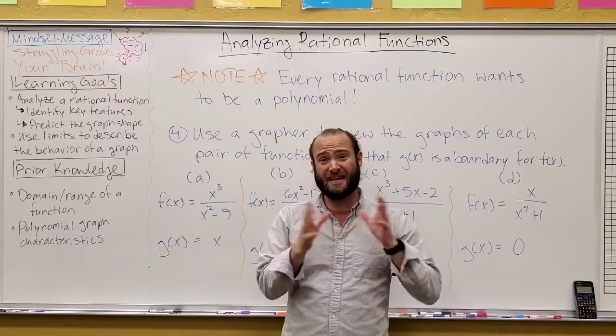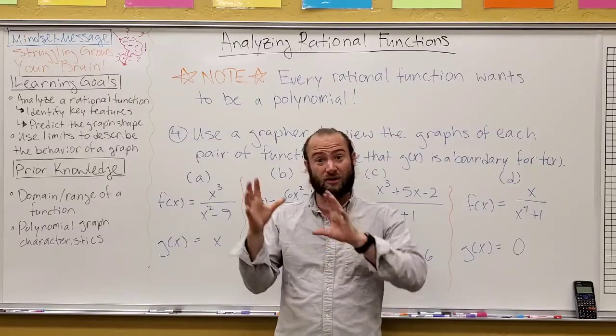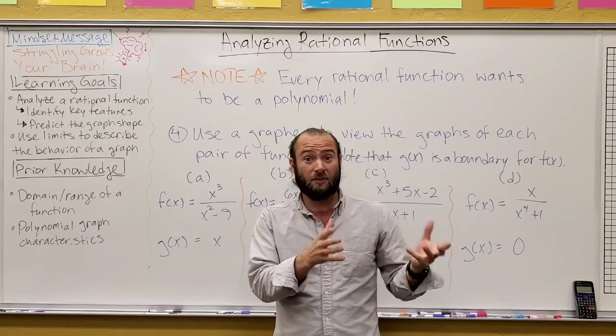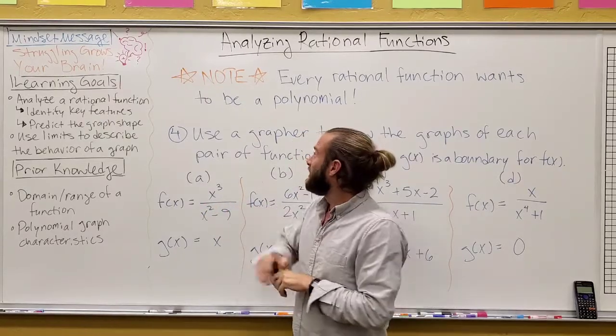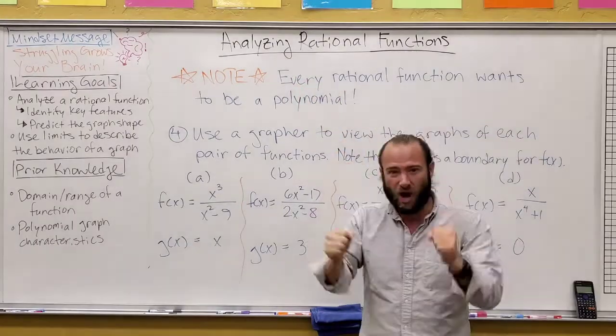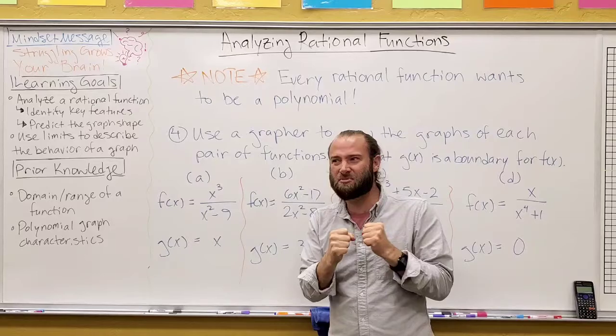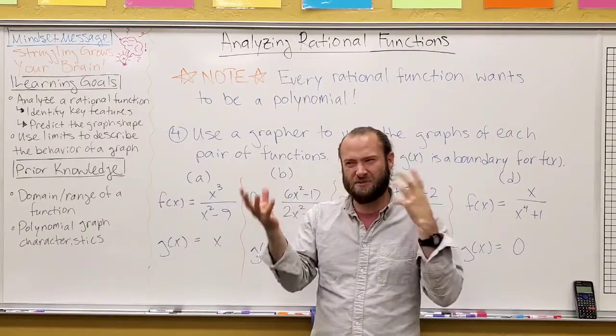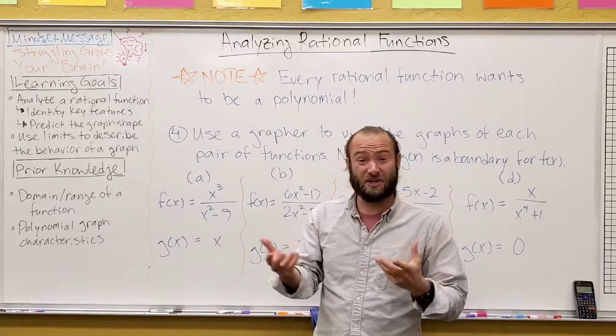So once we're done with this next part of the lesson, we will know how to look at a rational function and figure out what it's probably going to look like. One important note here is that every rational function wants to be a polynomial. It's trying to be a polynomial, and you'll see what that means. It's very informal, but if you think about it that way, it's very helpful.